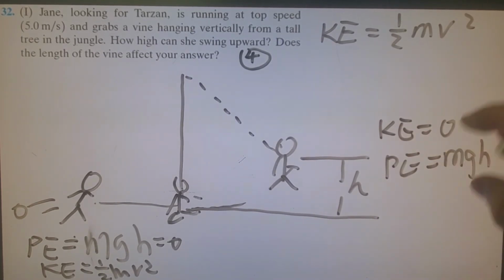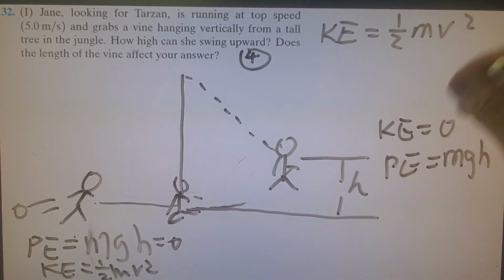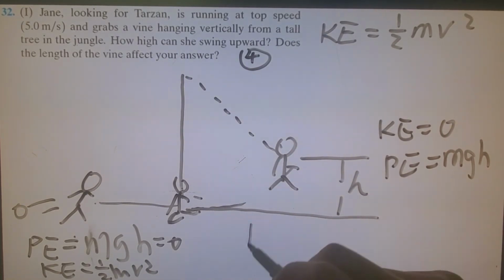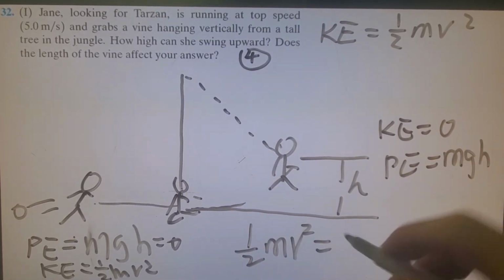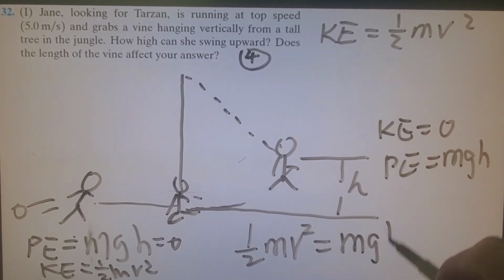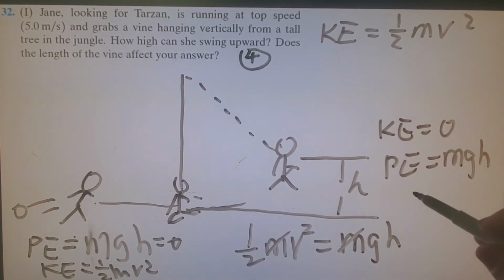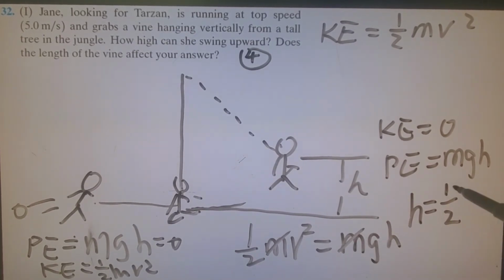That is the concept of conservation of energy. The energy at the beginning should be equal to the energy at the end, the final state. So half mv squared should be equal to mgh. Over here, I can cancel out my m. So h is equal to half times v squared divided by g, so it's v squared divided by 2g.